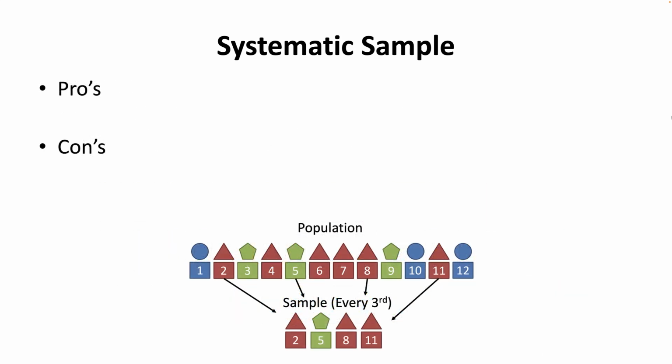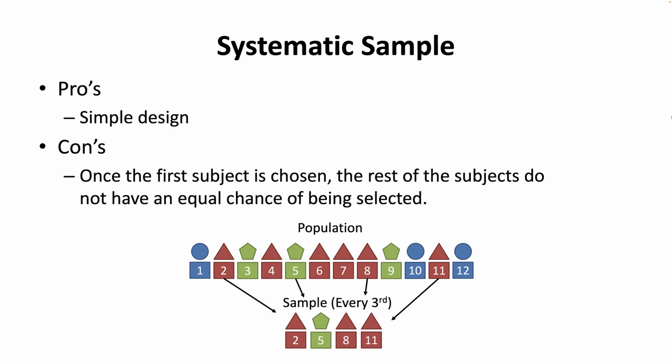Here are the pros and cons for a systematic sample. It has a very simple design. However, the cons are once the first subject is chosen, the rest of the subjects do not have an equal chance of being selected. Ideally, to get a really representative sample from your population, you want each member of the population to have an equal chance of being selected.